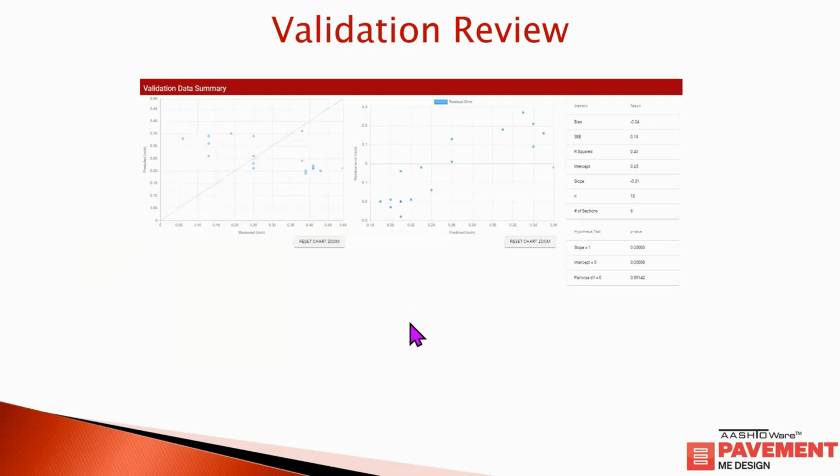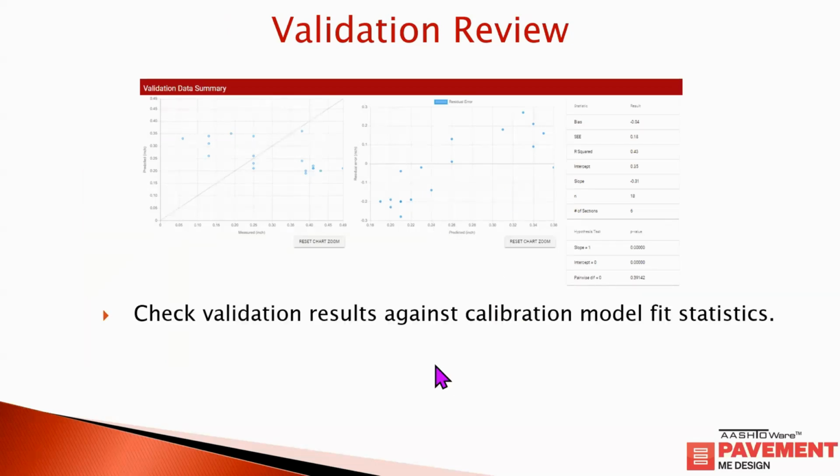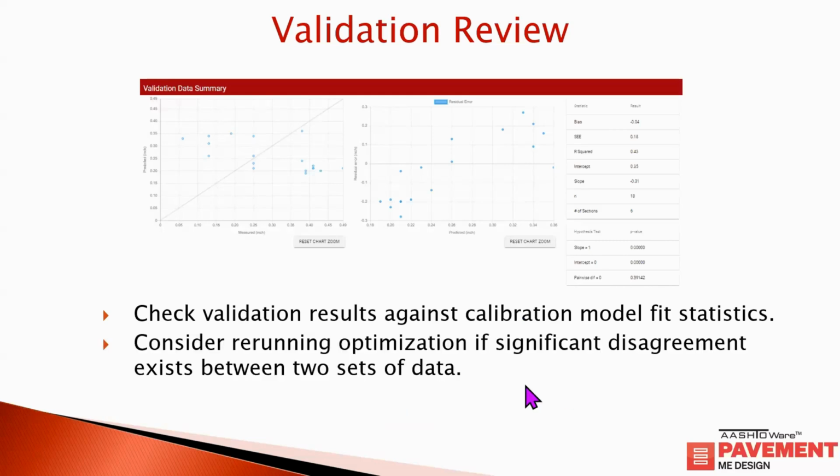Finally, last step is the validation review. This is showing predicted versus measured. This is for that 20% of data that was left over. And this is showing the residual error graph. So you want to check that against the calibration coefficients and consider rerunning optimization if the validation is really that bad. But keep in mind, it may not be as good as the optimization set simply because you don't have a lot of data for the validation.